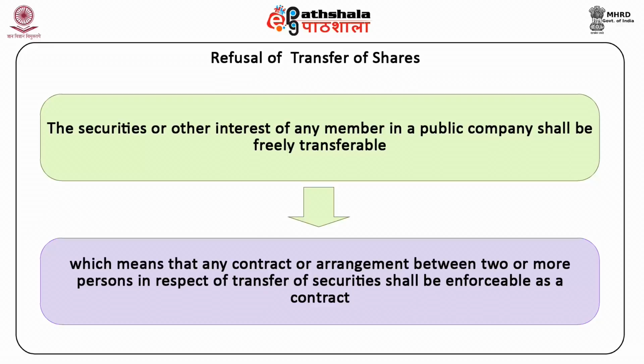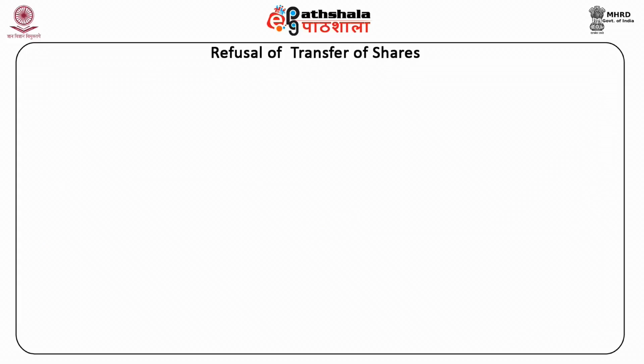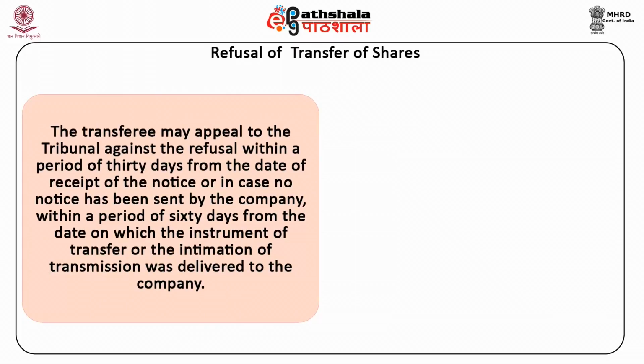which means that any contract or arrangement between two or more persons in respect of transfer of securities shall be enforceable as a contract. Third, the transferee may appeal to the tribunal against the refusal within a period of 30 days from the date of receipt of the notice, or in case no notice has been sent by the company, within a period of 60 days from the date on which the instrument of transfer or the intimation of transmission was delivered to the company.